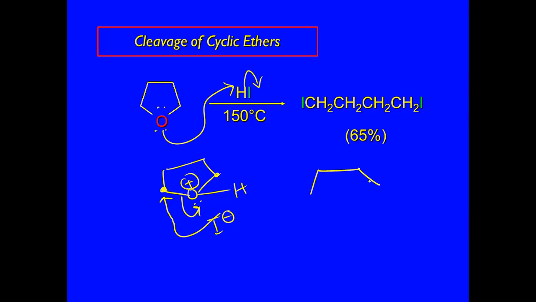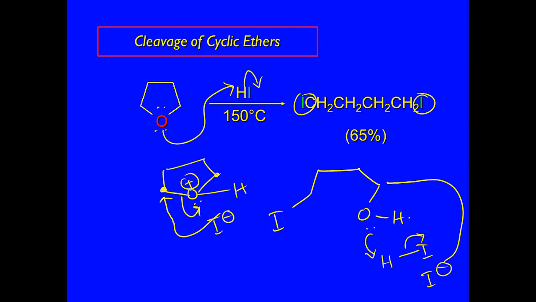At one end you get iodide because iodide is attacking. At the other end you have OH. But this OH doesn't just keep quiet, it reacts with HI further. And that's the reason why it gets converted into two iodides. This iodide is leaving from here. That I minus comes back and attacks here, and all these leave. Okay?